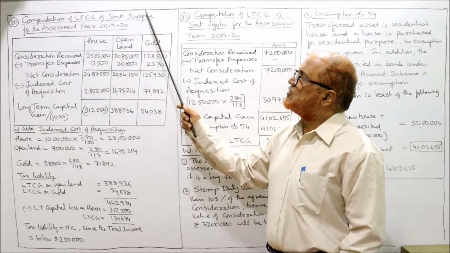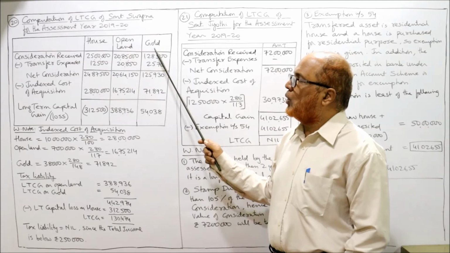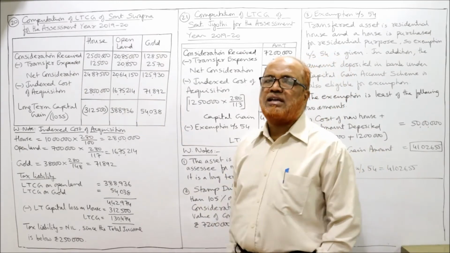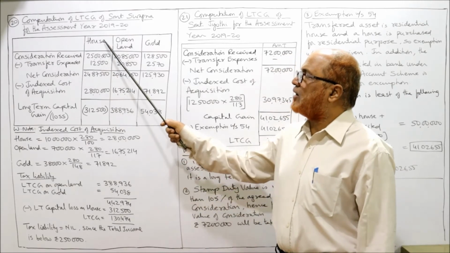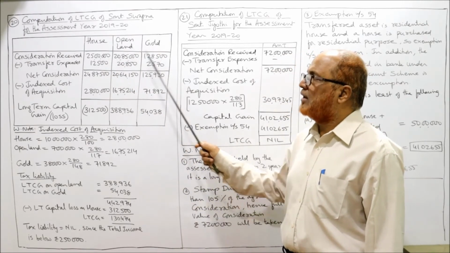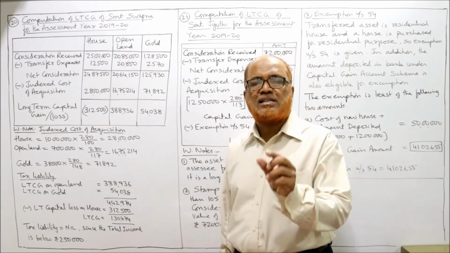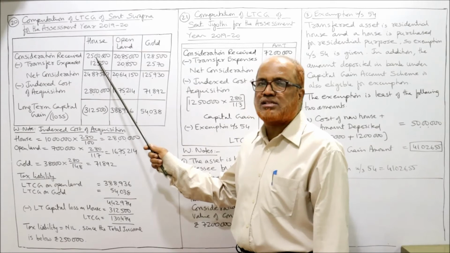Computation of LTCG of Srimati Swapna for the assessment year 2019-20. House, open land, gold. Consideration received: this is the sale price given in the problem. 25 lakh for the house, 20 lakh 85,000 for open land, and 1 lakh 28,500 for gold. Transfer expense percentages are given, so we apply that percentage on the consideration received.